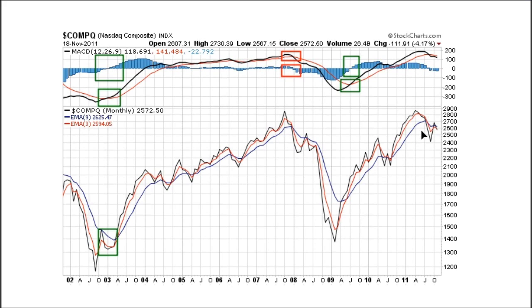So the point is the NASDAQ's rally off this low is really not out of character. We saw something very similar here, and yet the bear market continued.